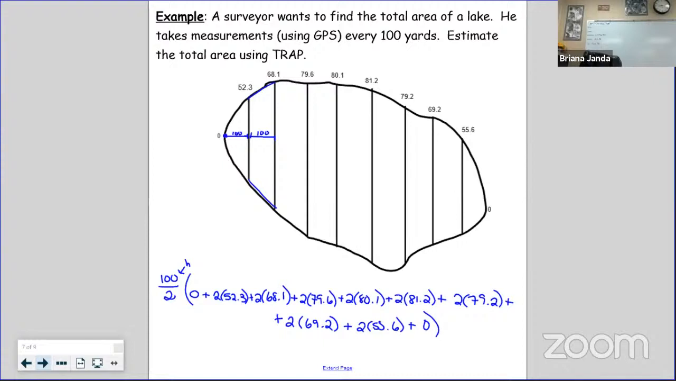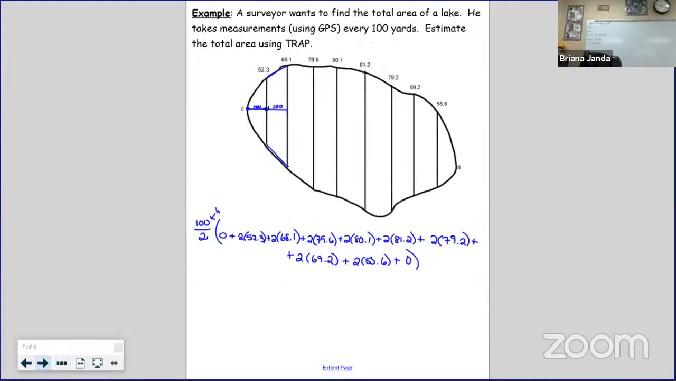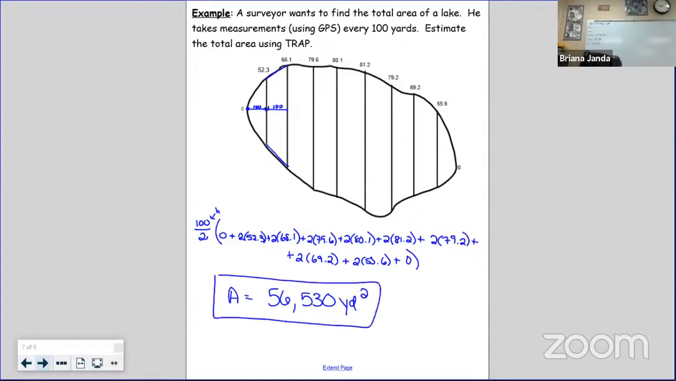And your approximation using your trapezoids in this picture, again, seeing how accurate we are with our typing in of our calculator. You should get 56,530. Okay. And then think about what we just found. It said estimate the total area. So total area, I would be labeling this as yards squared. Questions?